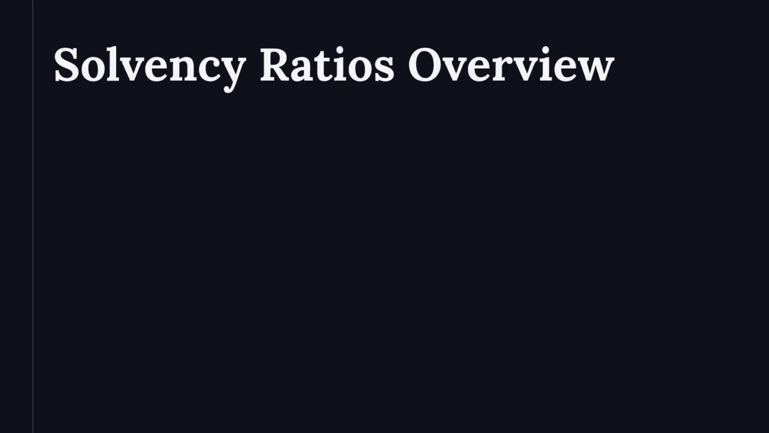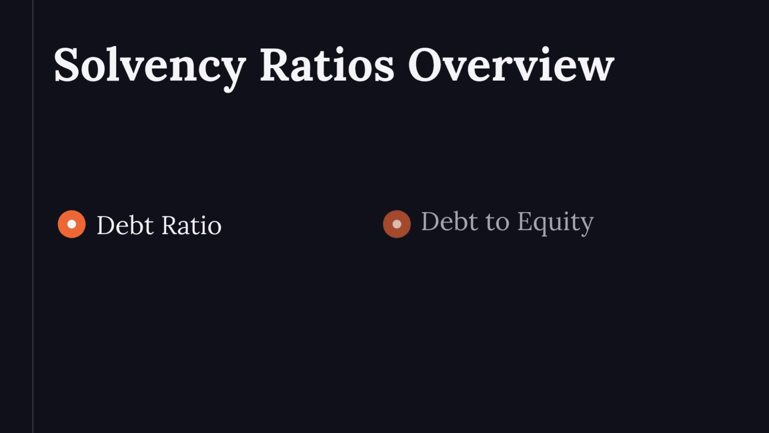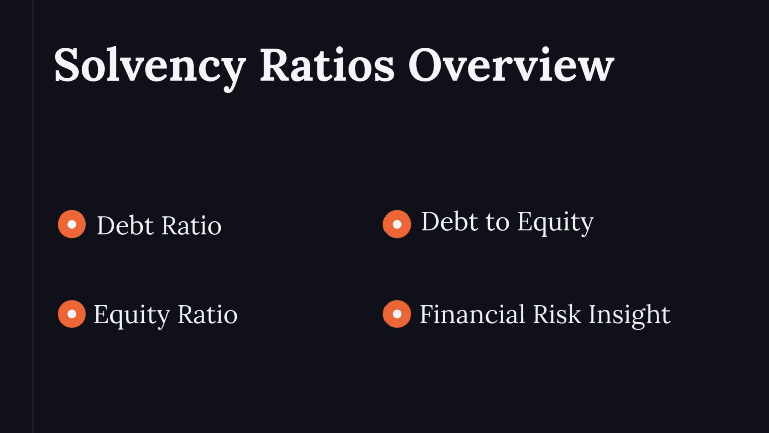Solvency ratios assess long-term debt obligations. The debt ratio measures assets financed by debt. The debt-to-equity ratio compares debt to equity. The equity ratio evaluates financial leverage. These ratios provide insight into financial risk and structure.